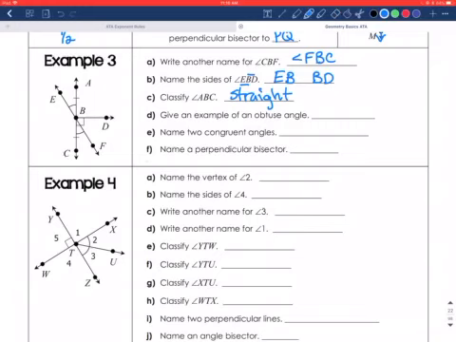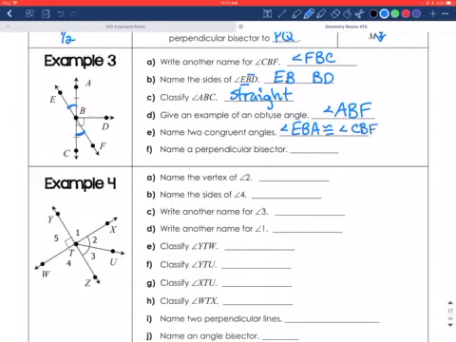Give an example of an obtuse angle. Now there are tons. There's not just one example, but the first one that I see is ABF. There are plenty. All right, name two congruent angles. So we see congruency with the arcs right here. So those are two congruent angles, so we can call that angle EBA, and that is congruent to angle CBF.